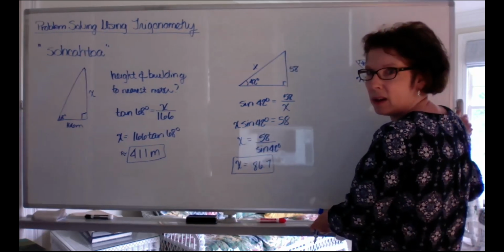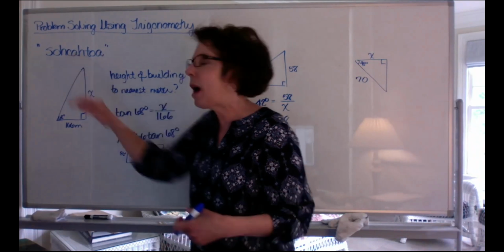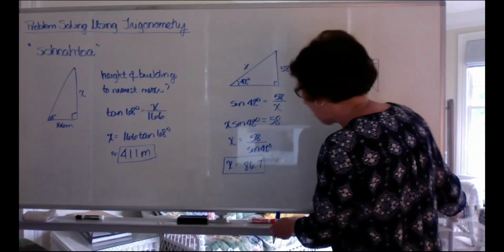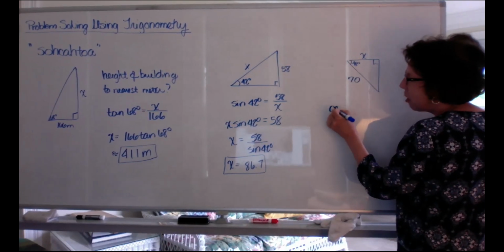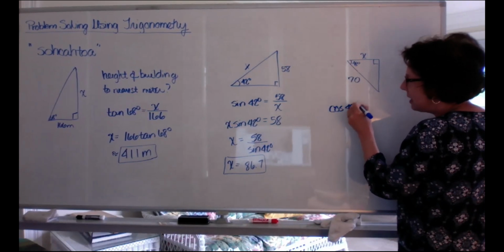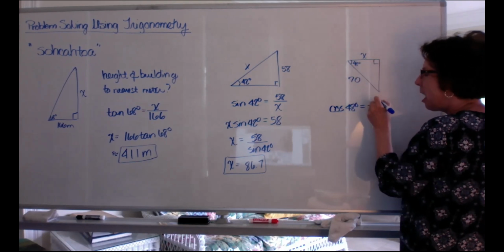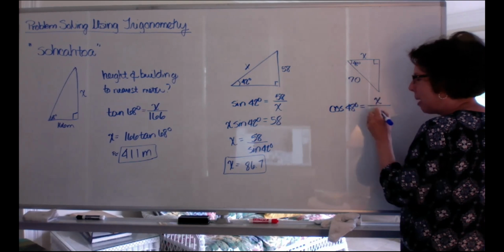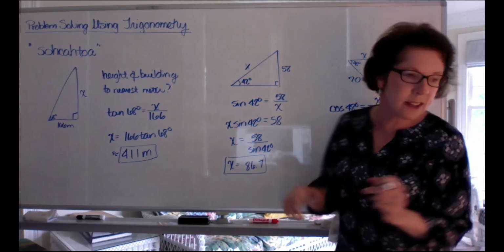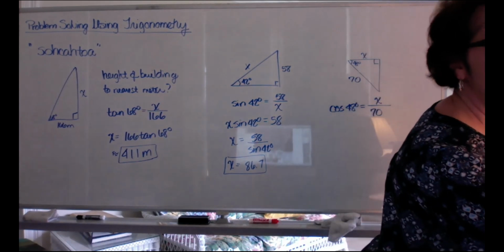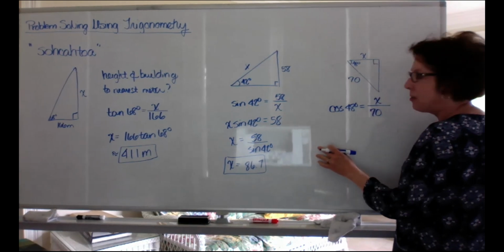C-A-H, cosine, adjacent over hypotenuse. So, here we go. Let's go ahead and write that with the cosine. So, the cosine of 48 degrees is going to equal my adjacent unknown leg over my hypotenuse, which is known to be 70. Now, let's go ahead and round this one. Let me turn off my light here, sorry. Let's round this one to the nearest tenth also.